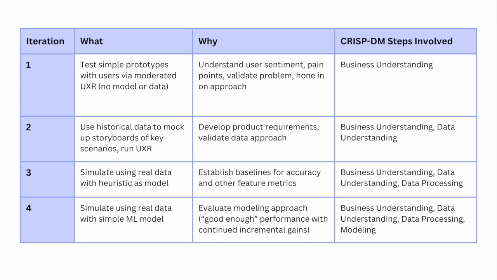First, we'd start with UX research to test simple prototypes and understand user needs without using any real data. Then we'd use historical data to mock up scenarios and refine requirements. Next, we'd run simulations with real data using a heuristic in place of a model to establish baselines. Only then would we incorporate a simple ML model, evaluating and improving it through iterative testing. This approach ensures we're building a system that's user-centered and effective from the start.